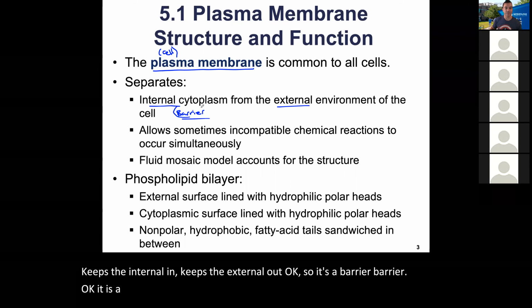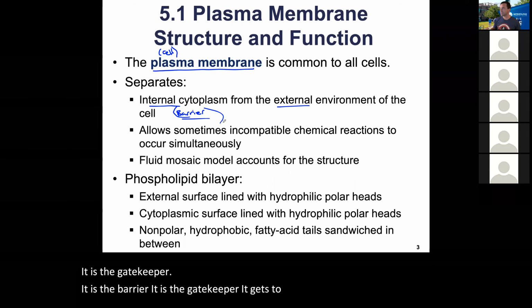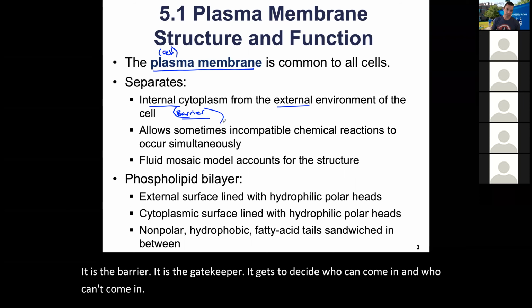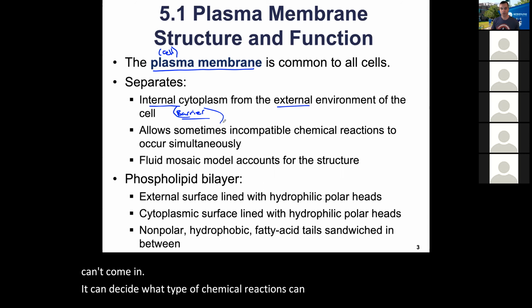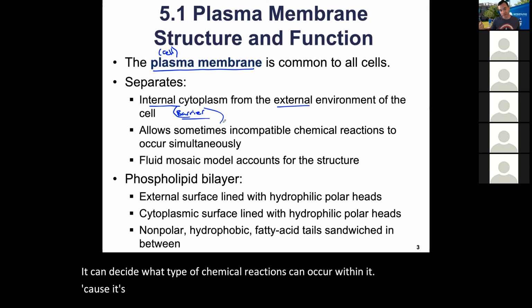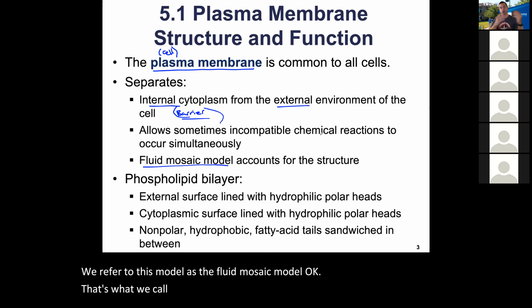That is its ultimate function, right? It is the gatekeeper. It gets to decide who can come in and who can't come in. Okay? It can decide what type of chemical reactions can occur within it, because it's these chemical reactions that are going to drive the ability to make ATP. We refer to this model as the fluid mosaic model, okay? That's what we call this structure of the plasma membrane.